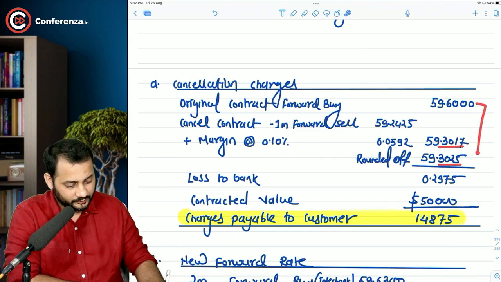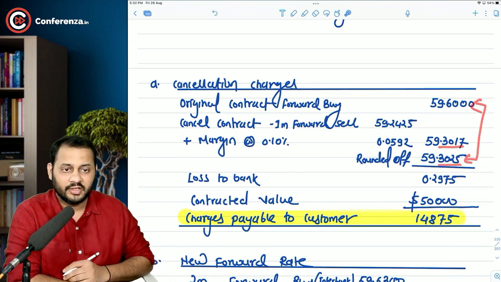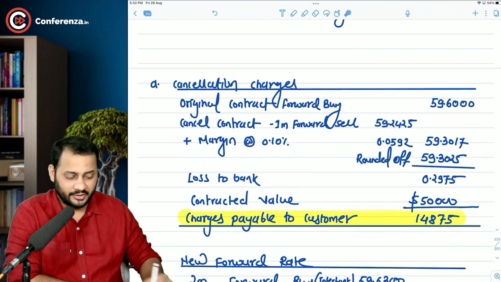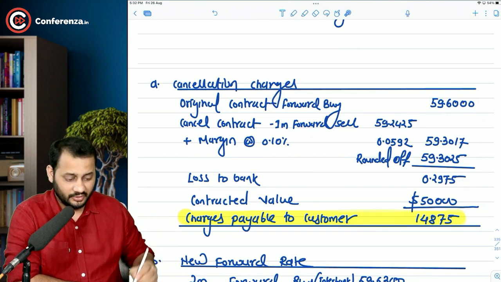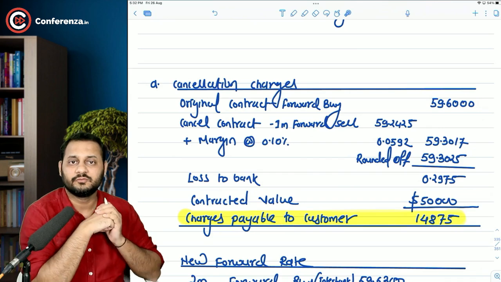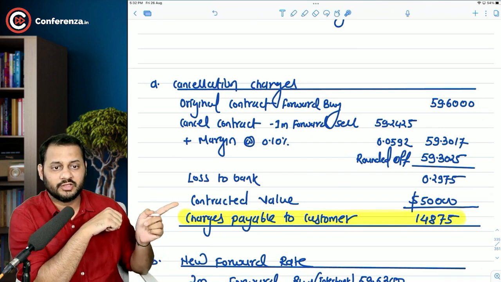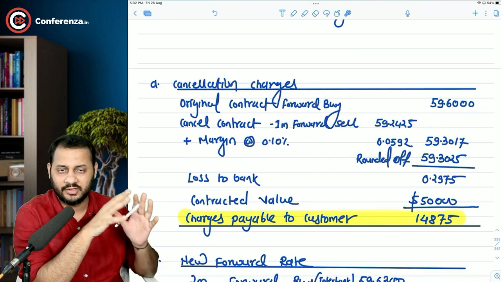Now you are going to take the difference between these two. It will be 0.2975 loss to the bank. You can clearly see which is the charges payable to customer. How much? On $50,000, 14,875. So that's the end of the story.